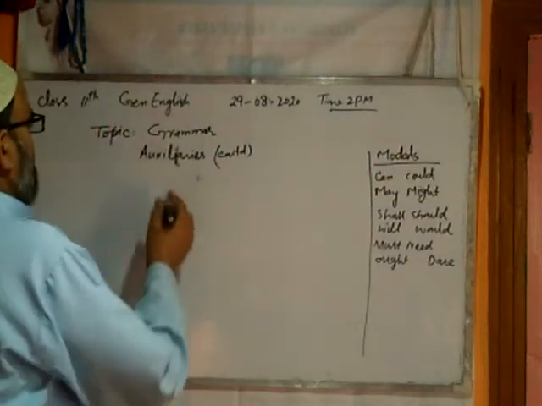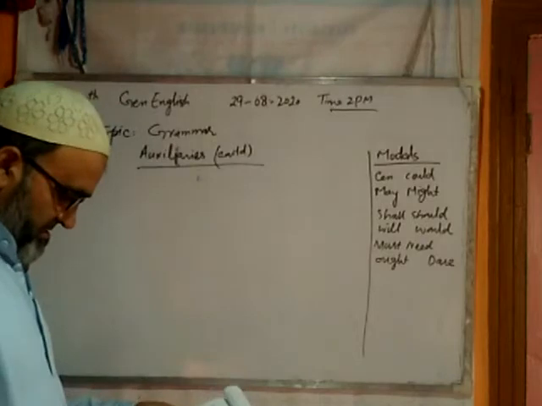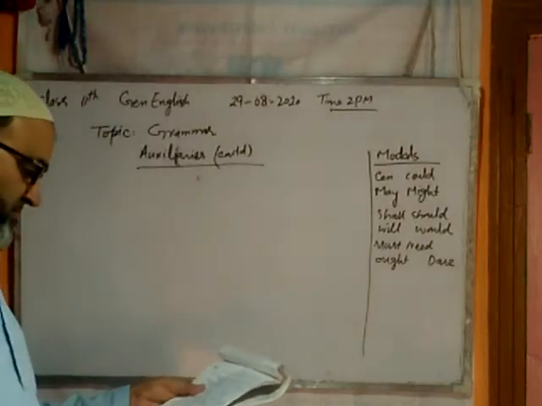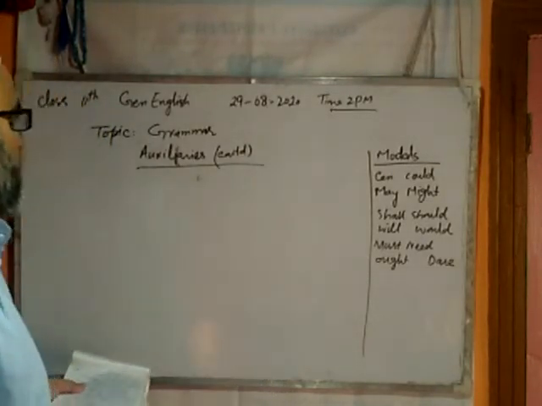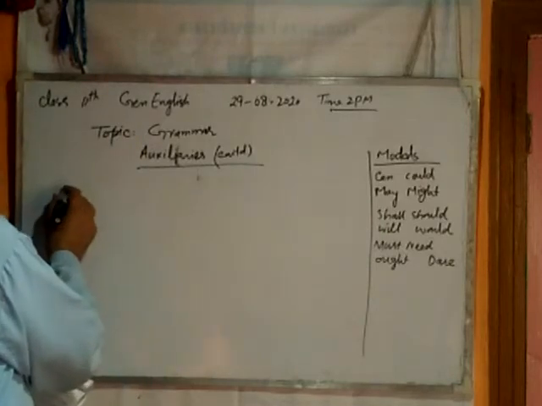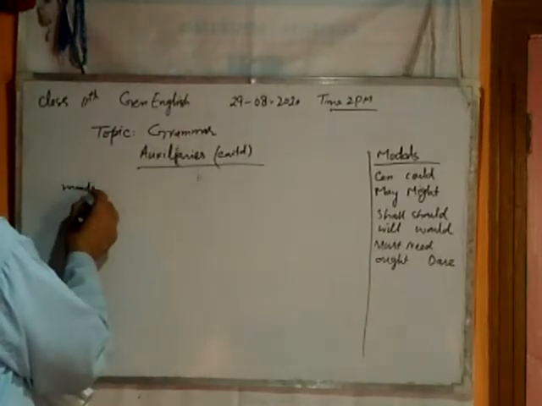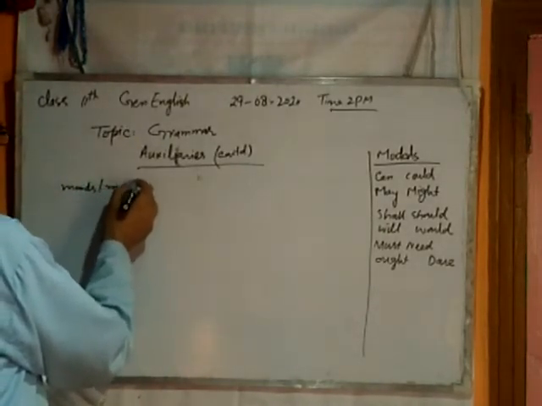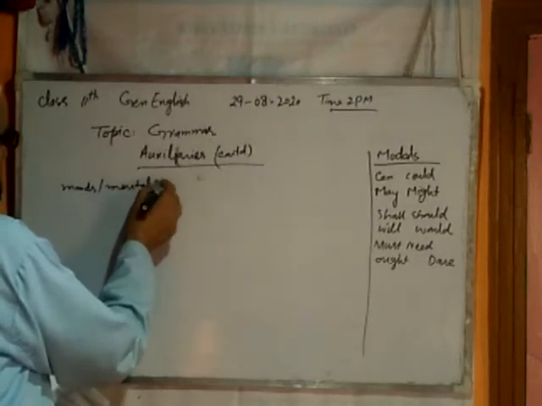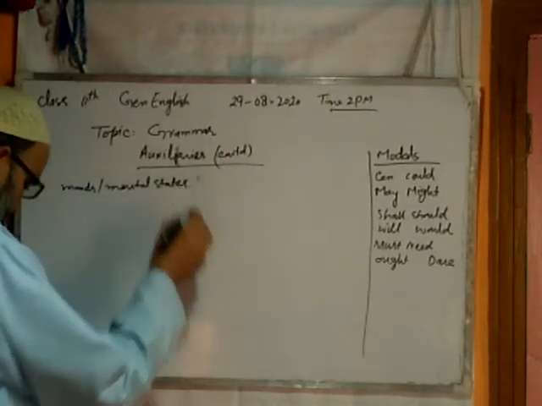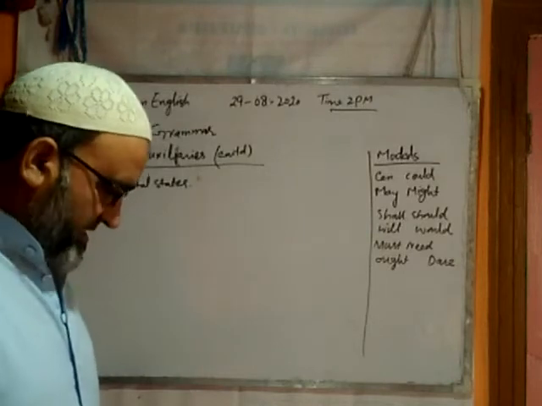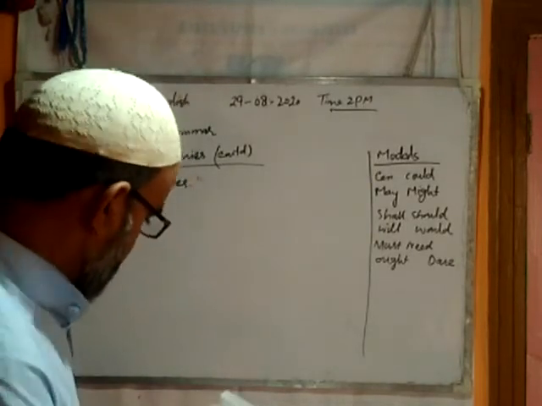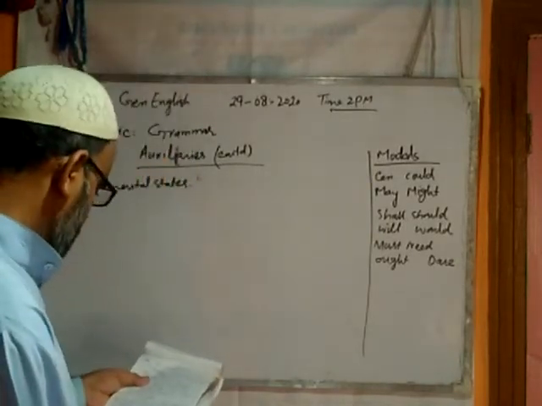Yes, students, why are modals called modals or modal auxiliaries? Because they indicate different moods or mental states. As they indicate different moods or mental states, they are called modals or modal auxiliaries.